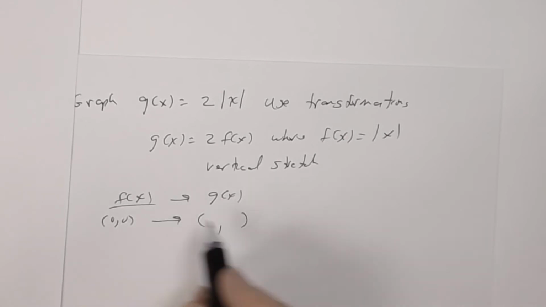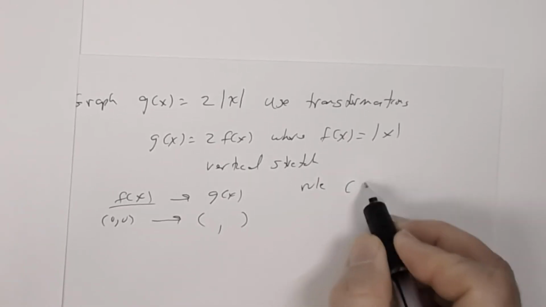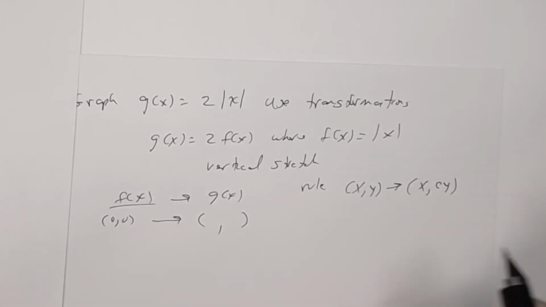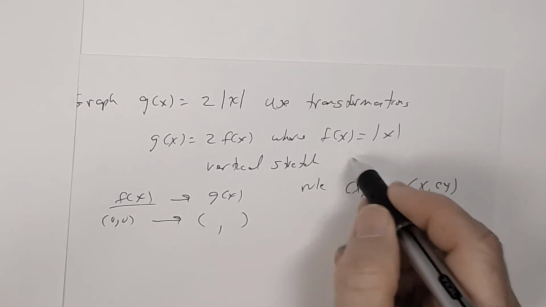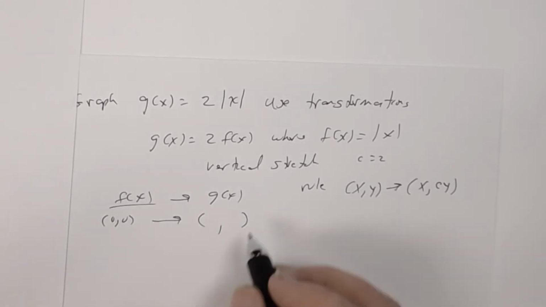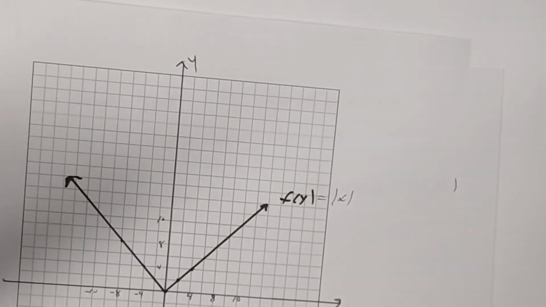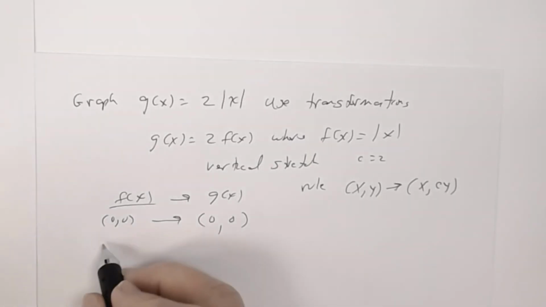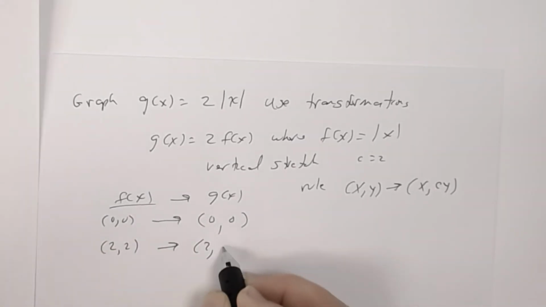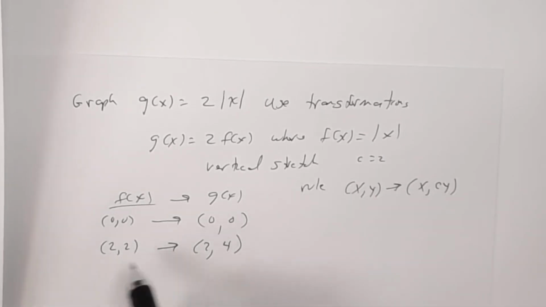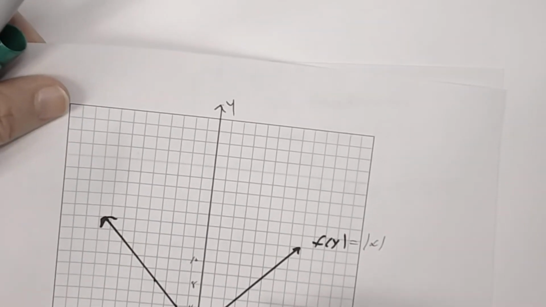So the point (0, 0), remember our rule is that (x, y) becomes (x, cy). So c in this case is 2. All right, so I multiply my y value by 2. So the point (0, 0) stays (0, 0). All right, so that's going to be the green graph. All right, so then the point, let's say (2, 2), right here, becomes what? (2, 4), right? Because c is 2, so 2 times 2 is 4. So I get the point (2, 4), which is here.